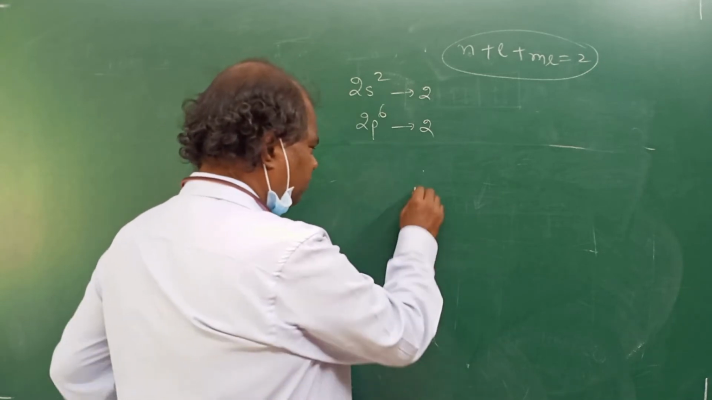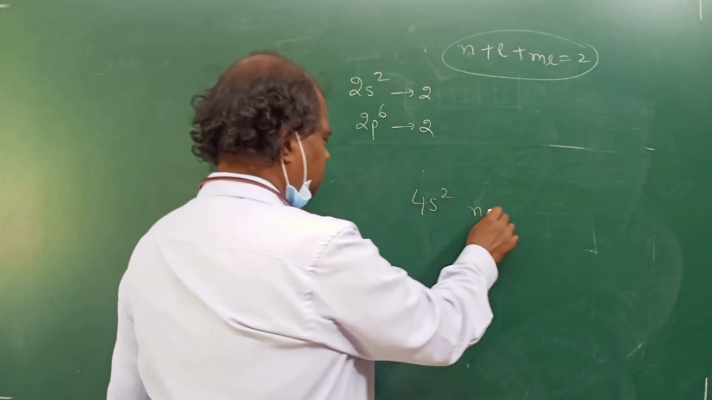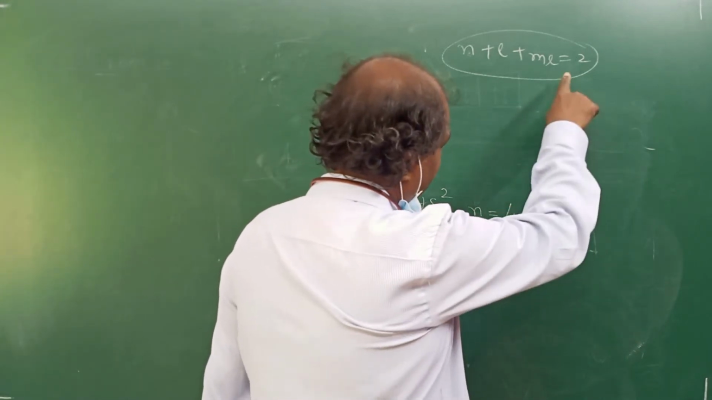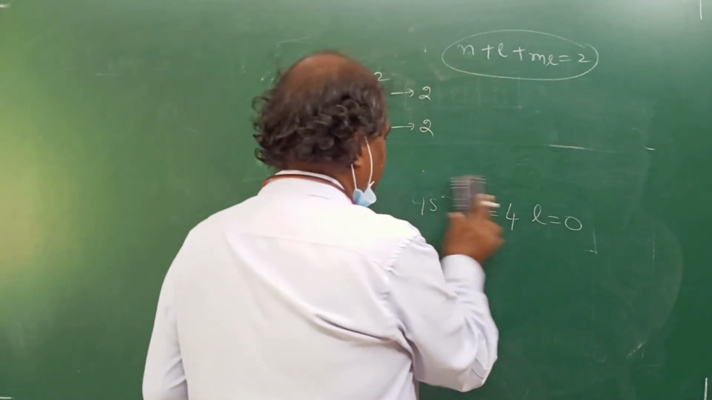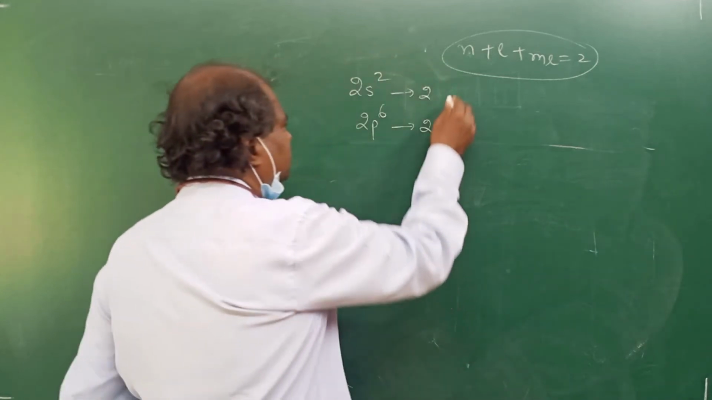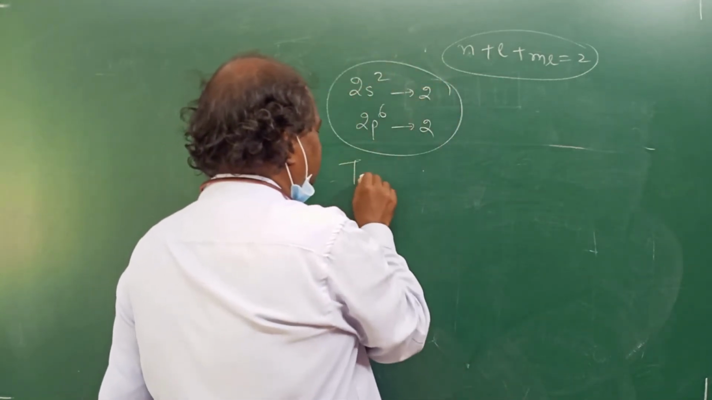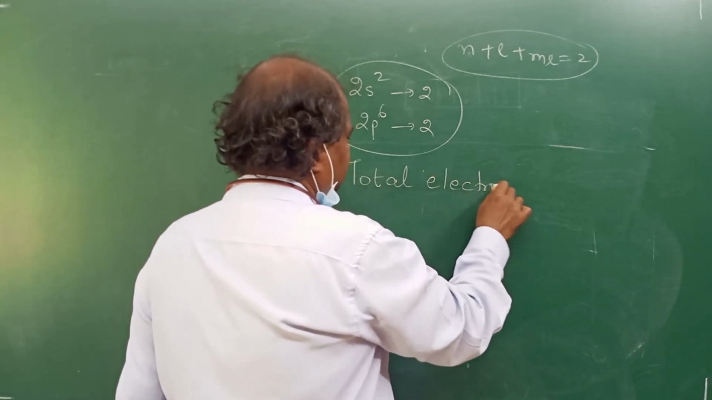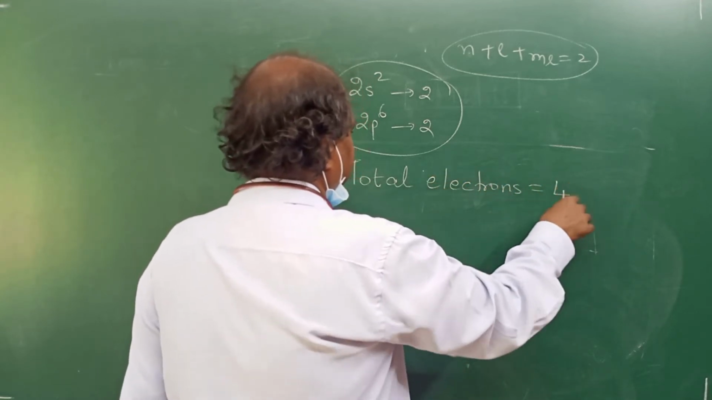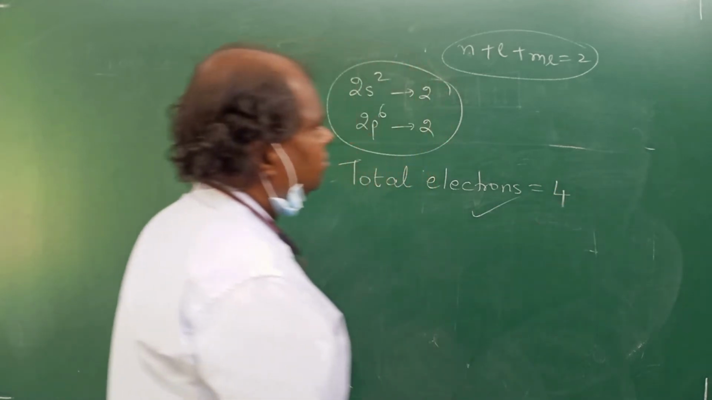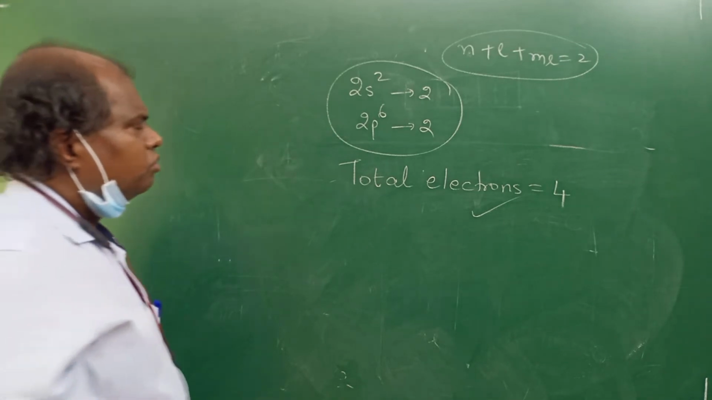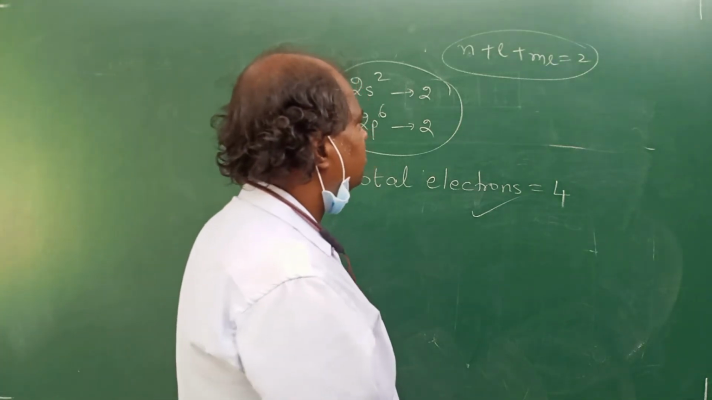And similarly you can check it out for 4s2. 4s2 n is equal to 4, L is equal to 0. So obviously you will not get that value. Okay. Fine, students. So the answer is, the total is how many electrons are there? 4 electrons are there. Okay. So there are 4 electrons whose n plus L plus ml is equal to 2.